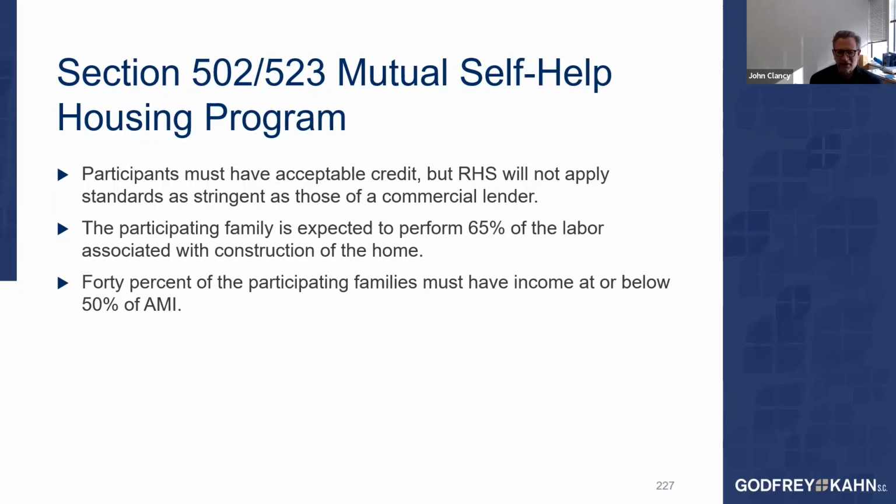But overall, as a percentage of the labor that would go in any one home, a family has to provide 65% of the labor hours for the construction of the home, which again is kind of like a Habitat for Humanity concept of the homeowner having sweat equity in the home, which then reduces the cost of the home and is good for everybody, but it requires a substantial commitment by the homeowner to do that as well.